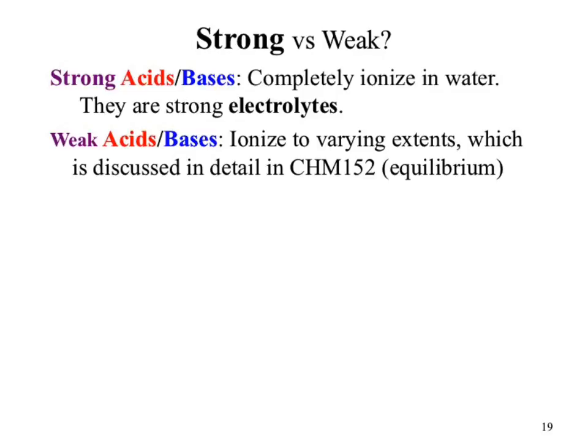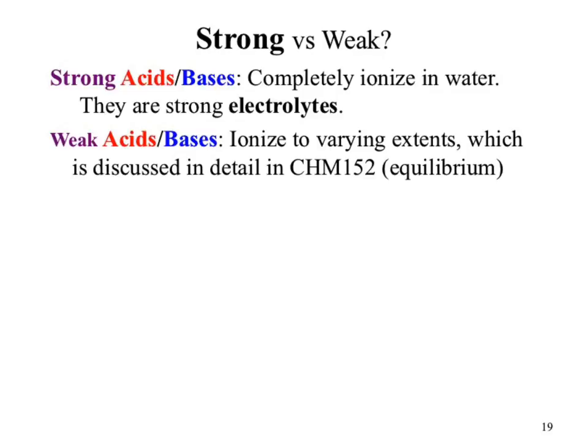This could be defined as strong electrolytes, which we've got a slide on in a second, but you guys already know because you did the lab last week. Weak acids and bases ionize to varying extents. That means sometimes they form products, sometimes they don't. We get in this weird kind of balance between them. That exact definition is ultimately defined in Chem 152, and that is where we would quantify equilibrium constants.